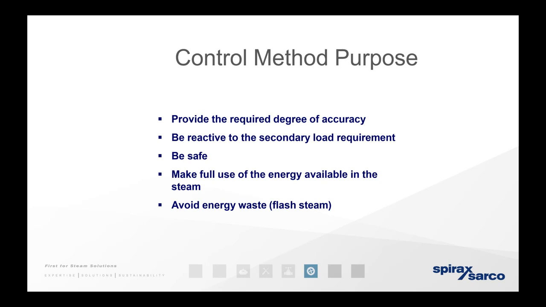So, provide a required degree of accuracy. This is why we need to make sure we have a good control method in place for our heat exchangers. Be reactive to the secondary load requirements. As that changes, as it goes up, as it goes down, we need to be able to adjust our heat exchanger to make it as efficient as possible. To be safe: without control, there's no control of the heat that's being transferred between your two media. Make full use of the energy available in your steam. Steam is expensive to manufacture, from your boiler and the materials you need to heat. So we want to use as much energy out of that steam as possible and avoid energy waste, so flash steam as it says here.